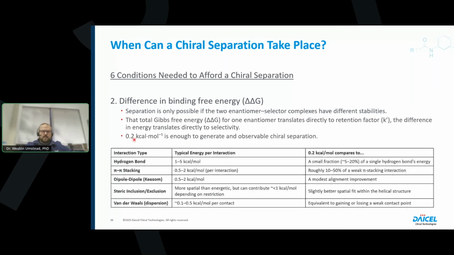Let's take hydrogen bonding as an example. The typical interaction only accounts for 1 to 5 kcals per mole. So depending on how you're looking at it within that range, we're talking about affecting one hydrogen bond 5 to 20% in order to go potentially from no separation to a separation, or to go from a separation to no separation. So we're not talking about very large changes required in order to massively affect our chiral separations.